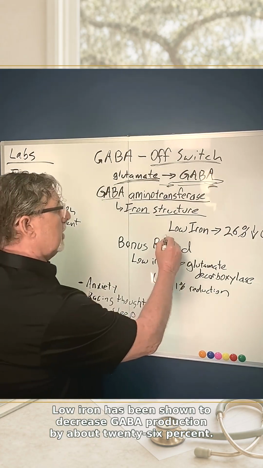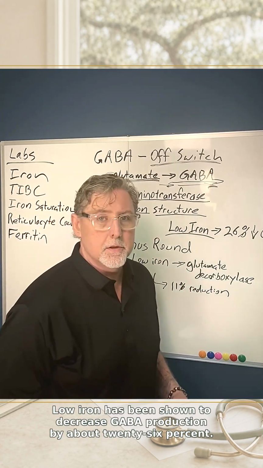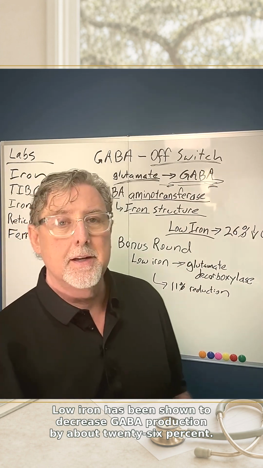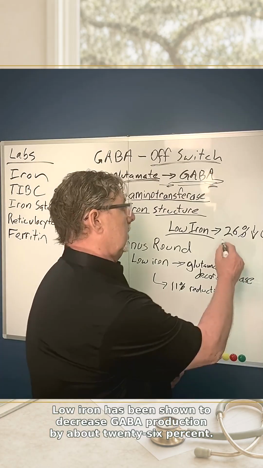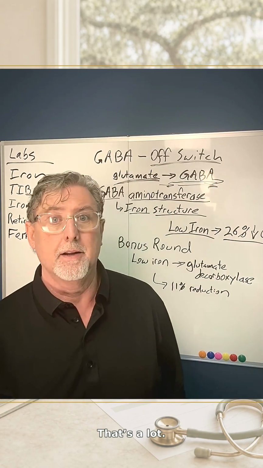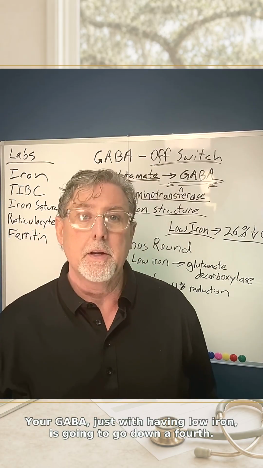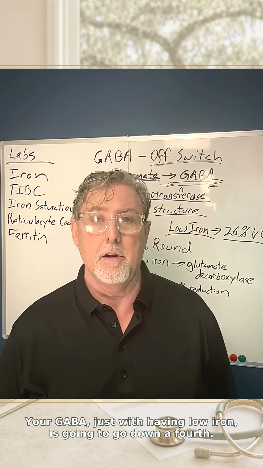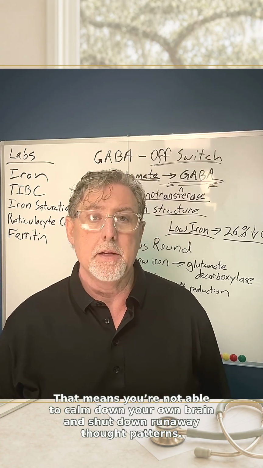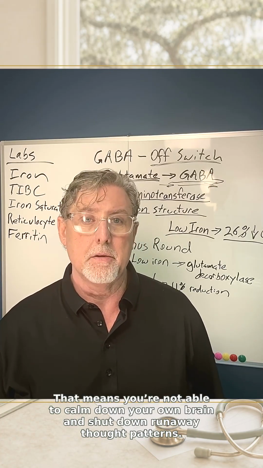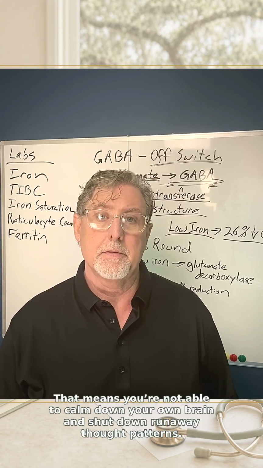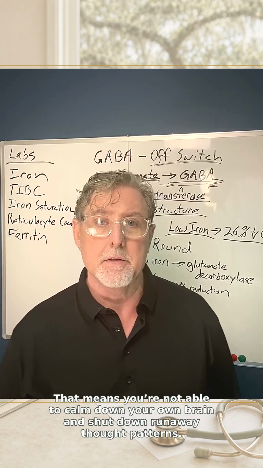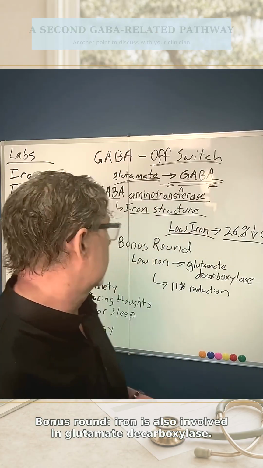So low iron has been shown to decrease GABA production by about 26%. That's a lot. So your GABA, just with having low iron, is going to go down a fourth. So that means that you're not able to calm down your own brain and kind of sequester and shut down those thoughts that are kind of runaway patterns.